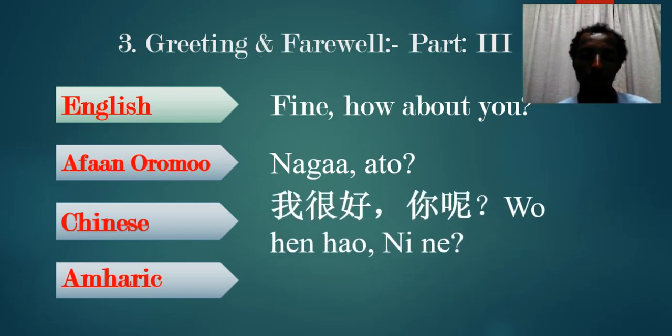In Chinese, 我很好，你呢？我 contains the third tone. 很 contains the third tone. 好 contains the third tone. 你 means you and contains the third tone. 呢 has no tone. So in Chinese, 你好吗 is the question for how are you, and 我很好，你呢 is the response: I'm fine, how about you?